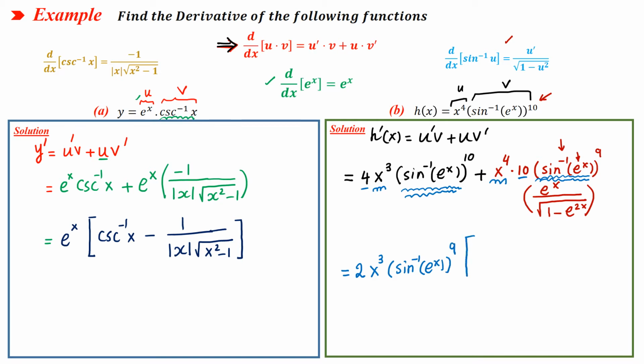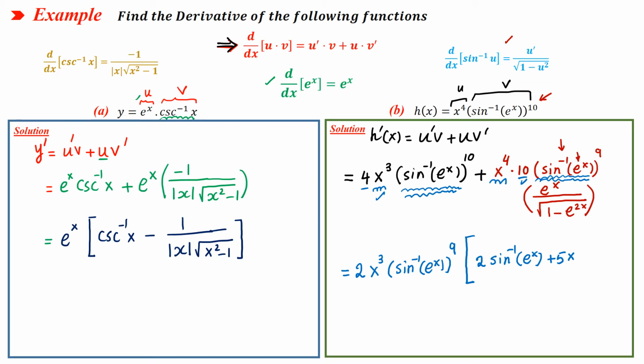Then you have to open a bracket, and what will we write inside? Firstly, 4 divided by 2 equals 2. Since we take x power 3, there is no x power 3. Then we have the GCF sine inverse e to the x to the power 9. So in the first term it will be sine inverse e to the x without any power. Then plus, for the second one we have 10 divided by 2 equals 5, x to the power 4. Since we take x power 3, x remains.